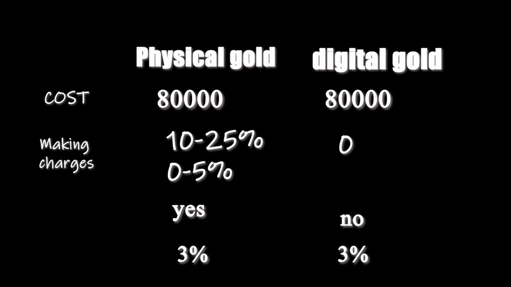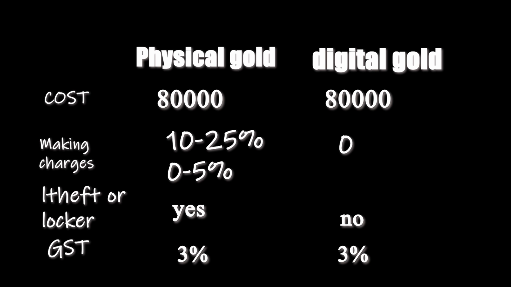Okay, comparing physical gold and digital gold cost, the cost would be the same, 80,000 and 80,000. Making charges: jewelry 10 to 25 percent. If you buy bullions, it would be around 0 to 5 percent. And for digital gold, there will be no making charges because the gold is not physically present in your hand. Now comes the GST. 3% GST applies to both of the items.